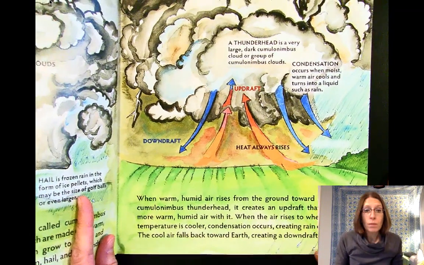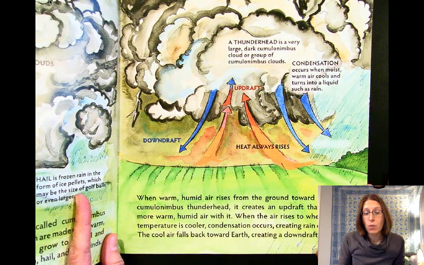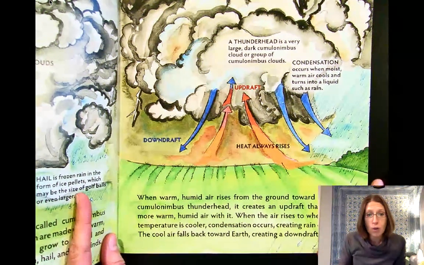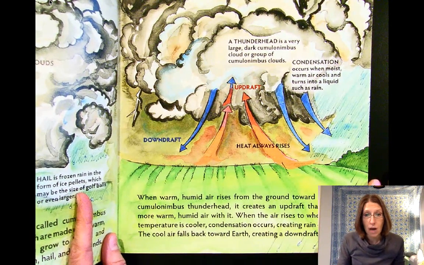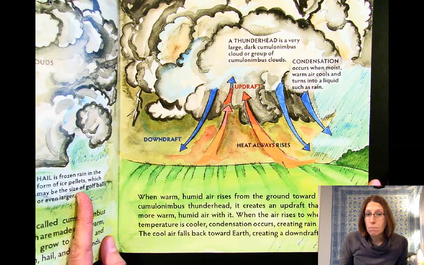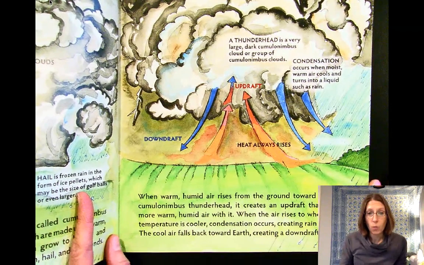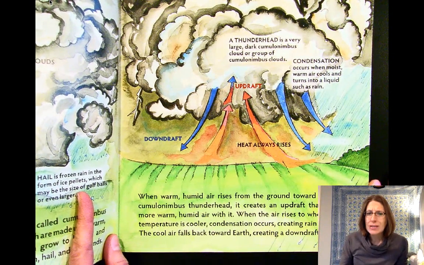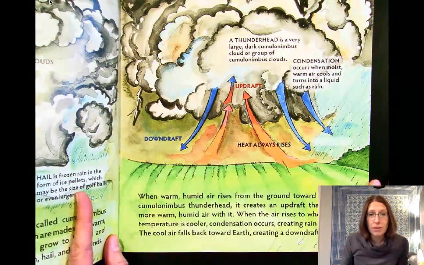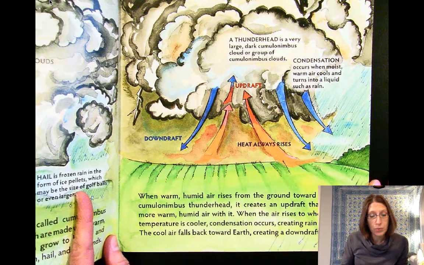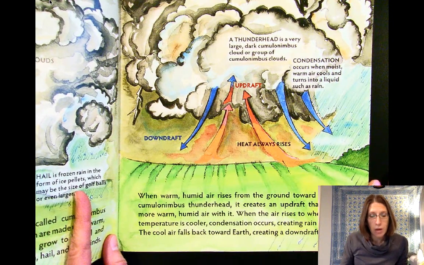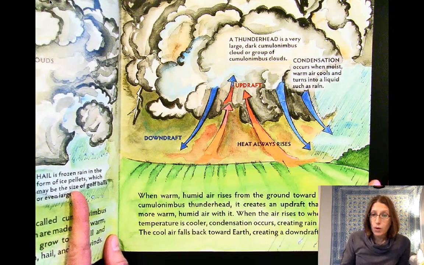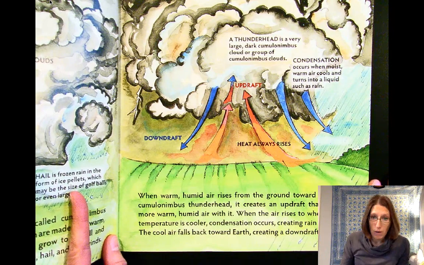When warm, humid air rises from the ground toward a dark cumulonimbus thunderhead, it creates an updraft that pulls more warm, humid air with it. When the air rises to where the temperature is cooler, condensation occurs, creating rain or hail. The cool air falls back toward Earth, creating a downdraft.